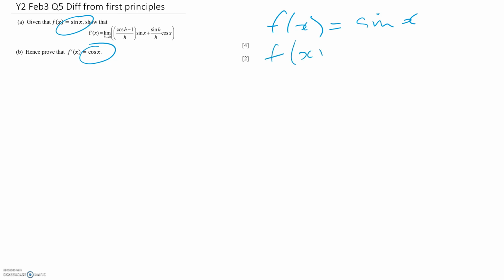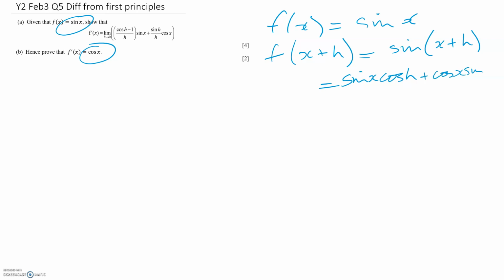I find it helpful, before substituting into the formula, to work out what f of x plus h is first. So that would be written like this, and then in order to simplify that, we need to use the addition formula to get rid of the brackets here. So that would be sine x cos h plus cos x sine h.